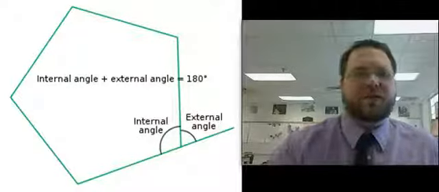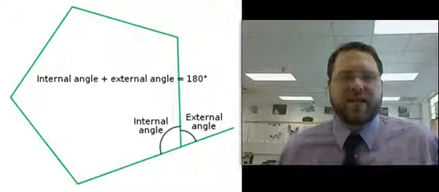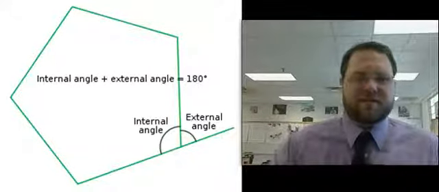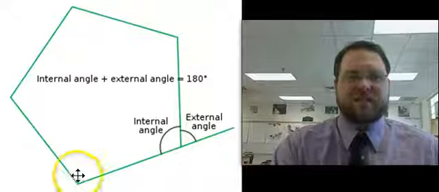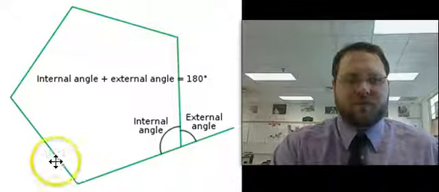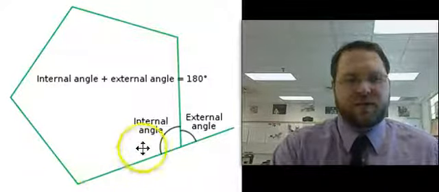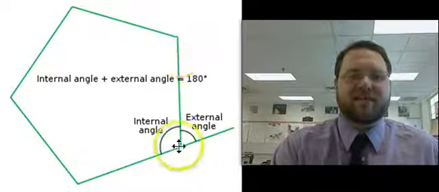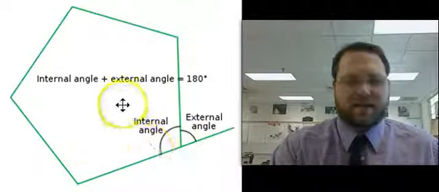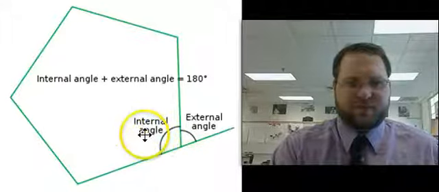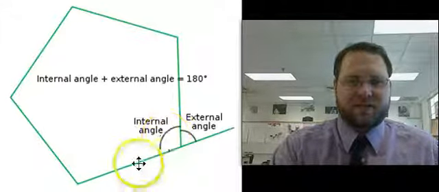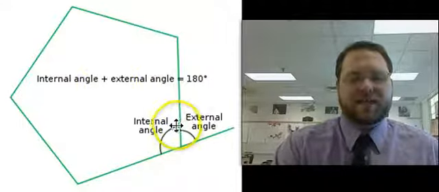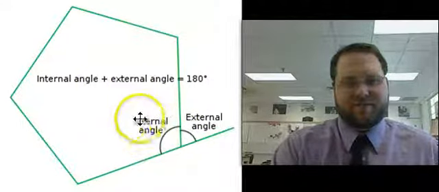Alright, next thing we're going to look at are what are called internal and external angles. So an internal angle is just an angle that is on the inside of the figure, where the vertex of the angle is one of the vertices of the figure, and the sides of the internal angle are made from the sides of the figure. So you can see in this nice little drawing we have here, the internal angle is right there. It's made from the sides of the figure, and it's the angle that's on the inside of the figure.